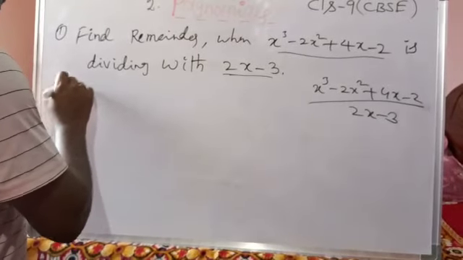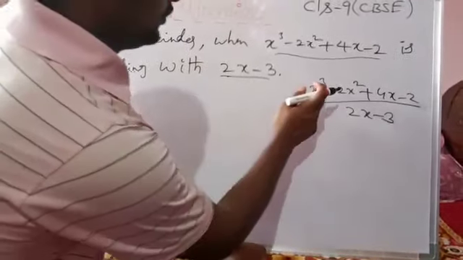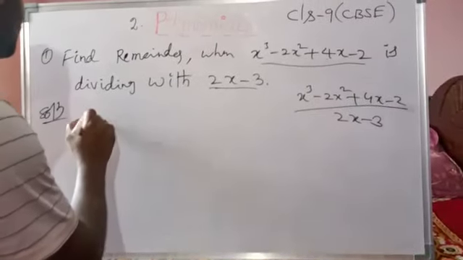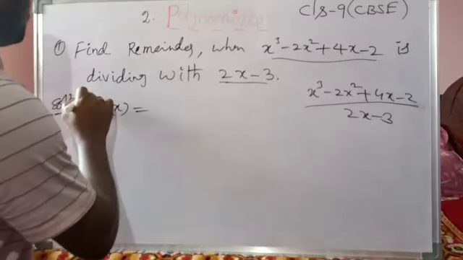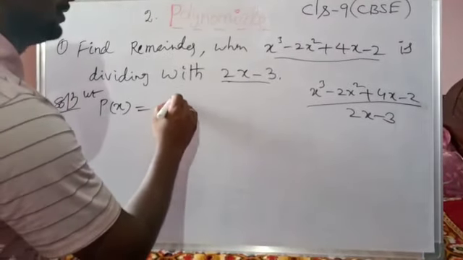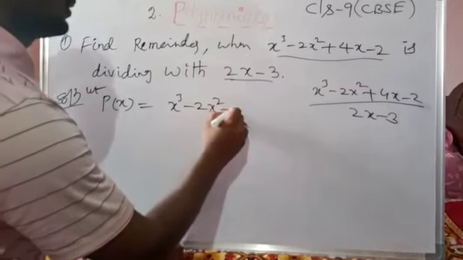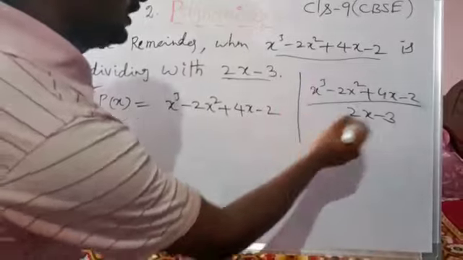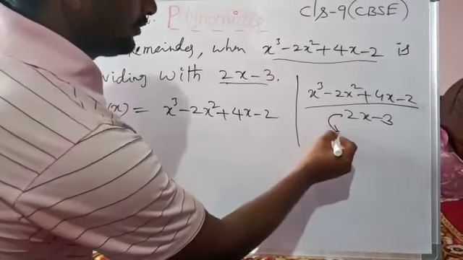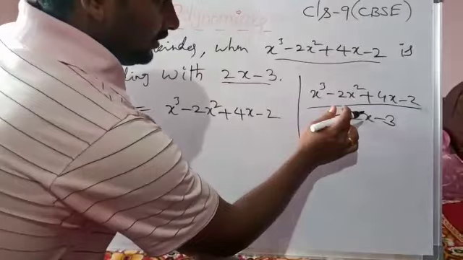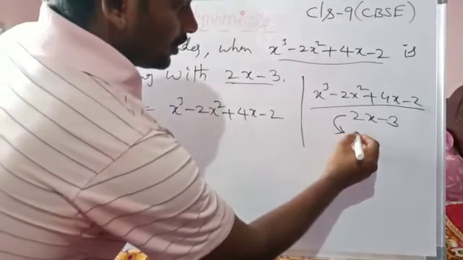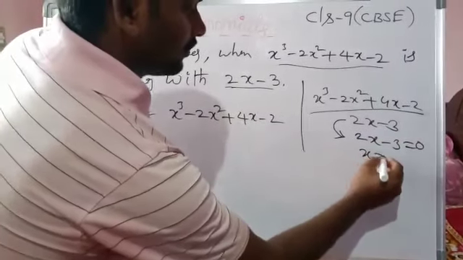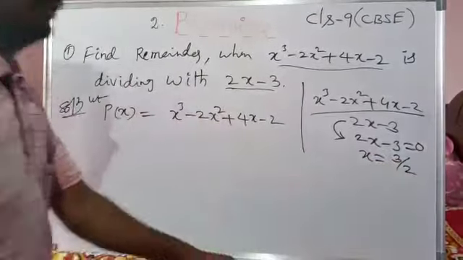So what is the remainder theorem? Take this polynomial, the numerator, as p of x. Let p of x be equal to x cube minus 2x square plus 4x minus 2, and this is 2x minus 3. So find the zero of 2x minus 3. How to find the zero of 2x minus 3? This is a linear polynomial. As we know, you have to take 2x minus 3 equal to 0. Then x is equal to what, students? That is 3 by 2.